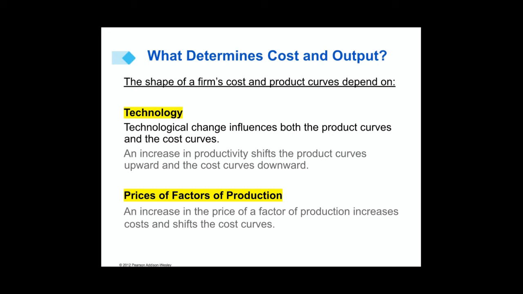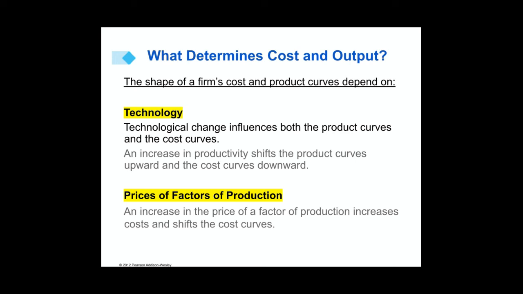And then also there's the prices of factors of production. Anytime you have an increase in the price of a factor of production, it shifts the cost curves. If it's an increase in the price of a factor of production, then the cost curves will shift up. They'll move up to represent higher costs. So firms have to pay attention to the prices of factors of production and technology.